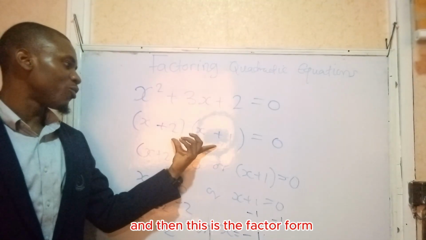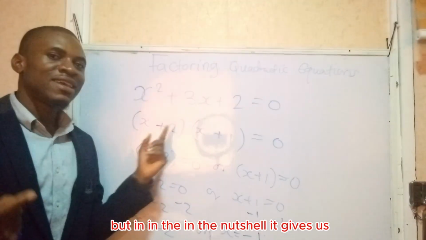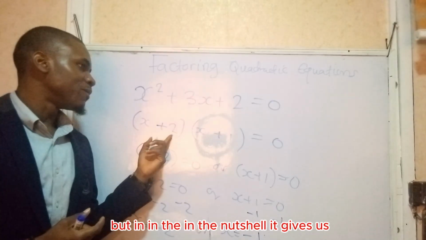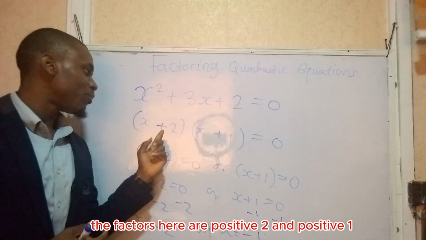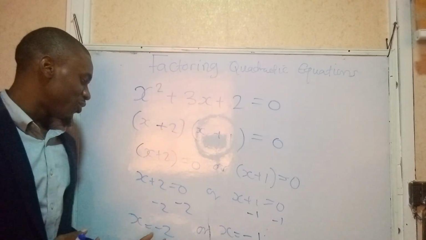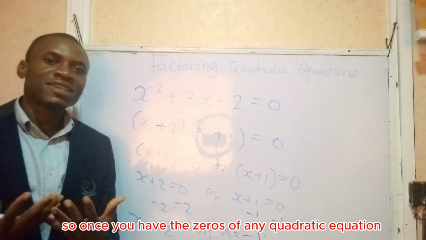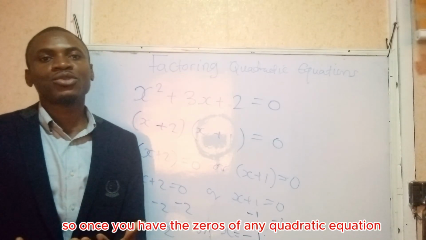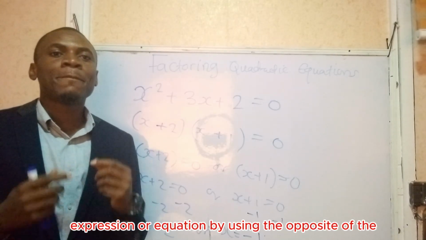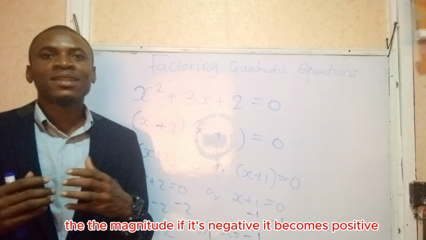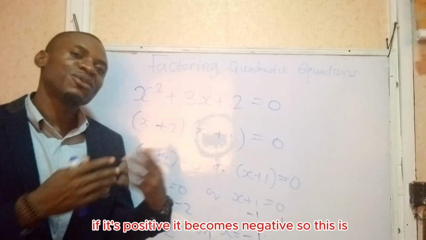And this is the factored form. The factored form shows us the zeros, but in a nutshell, it gives us the opposite of the sign. For example, the factors here are +2 and +1, but you can see that the solutions are -2 and -1. So once you have the zeros of any quadratic equation, you can get the factored expression by using the opposite of the sign. If it's negative, it becomes positive. If it's positive, it becomes negative.